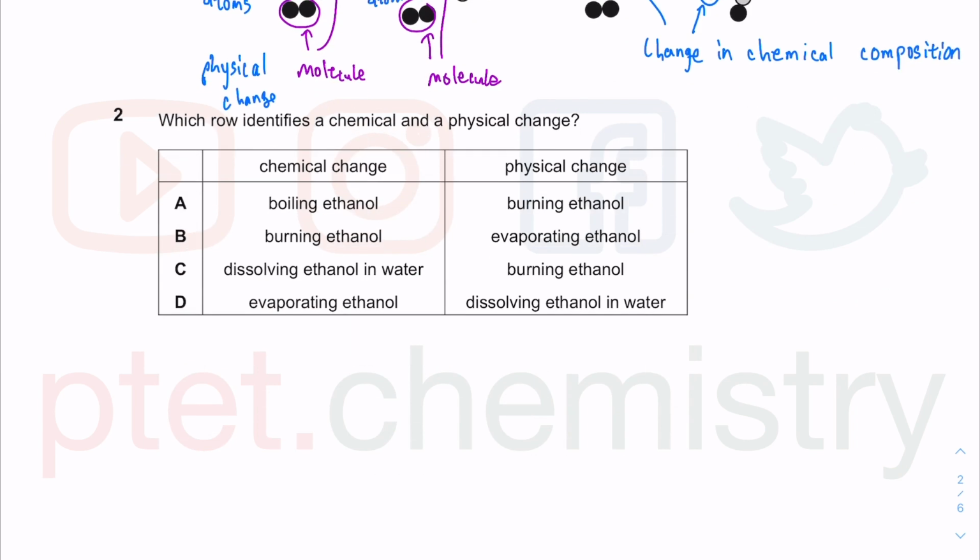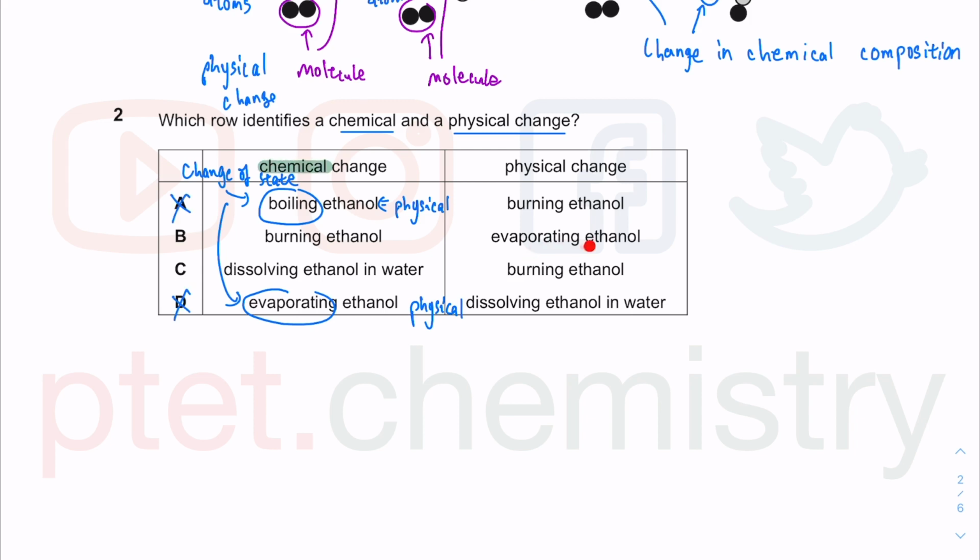Question 2, which row identifies a chemical and also a physical change? So there were a couple of examples that I gave you in that table just a couple of moments ago. Boiling is to do with physical change because that is to do with change of state. As you know, all the terms stated in the syllabus, freezing, boiling, condensation, sublimation, melting, they are all to do with change of state. So that cannot be chemical, which is what the question asked for. So A and D are out.